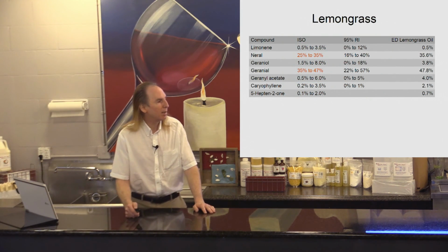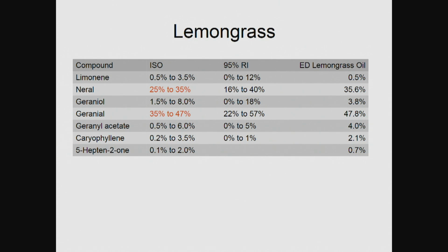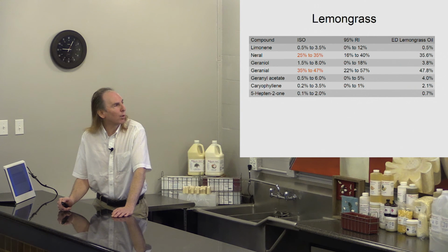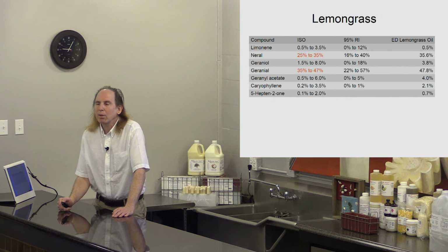This is our analysis of a lemongrass oil. On the left is the ISO spec. In the middle is the 95% reference interval. And I've highlighted in red anything that's out of spec. On the far right is our analysis of this lemongrass oil. And we find that neral in lemongrass should be between 25 and 35% by the ISO spec. We find it at 35.6%. Now, is that a problem? What do you think?